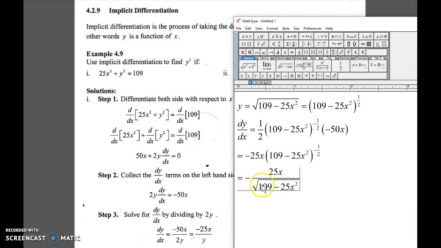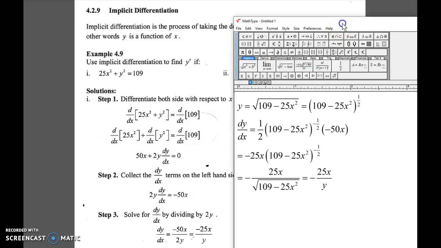Now it is still not the same, but please note that this is y, as we already know that y is equal to this. So if we substitute it, we'll get negative 25x over y, which is the same as this. So basically we can do that.